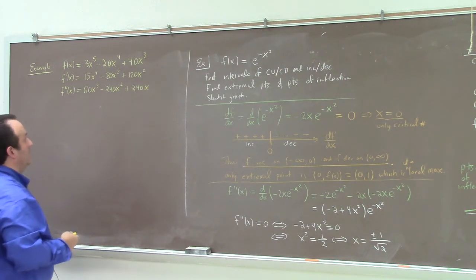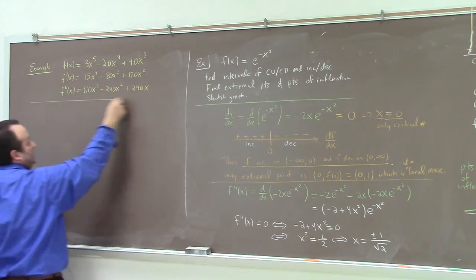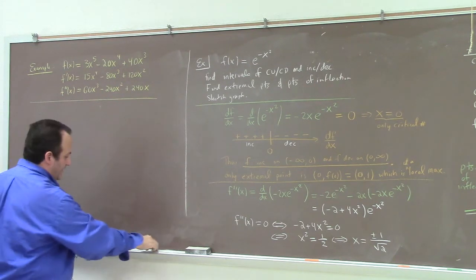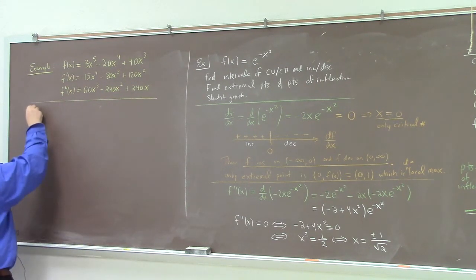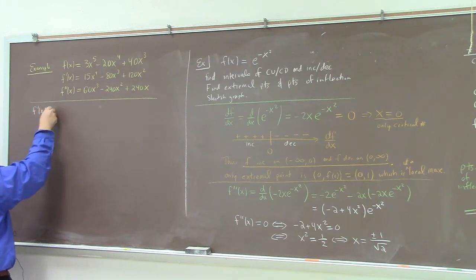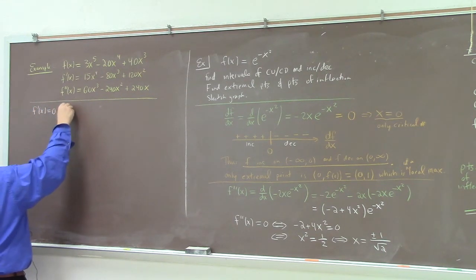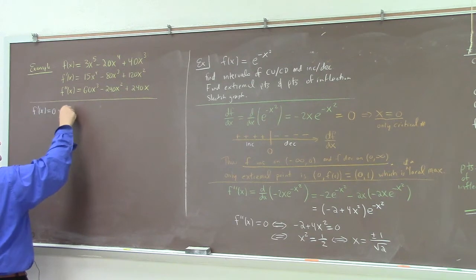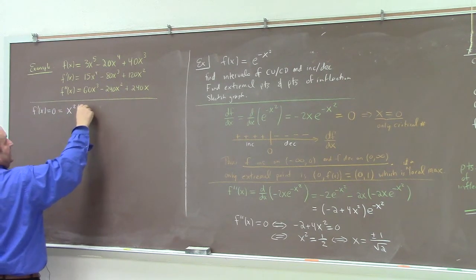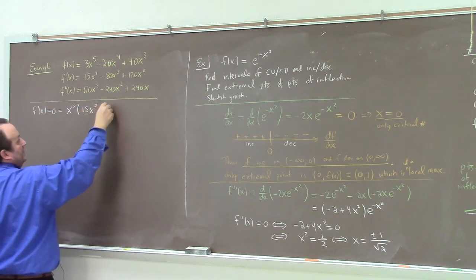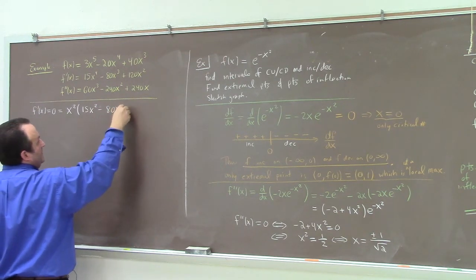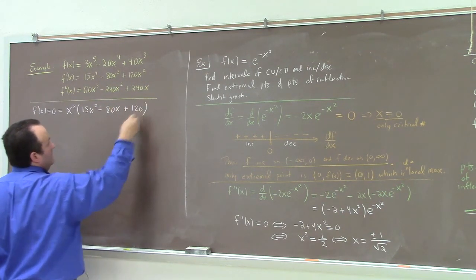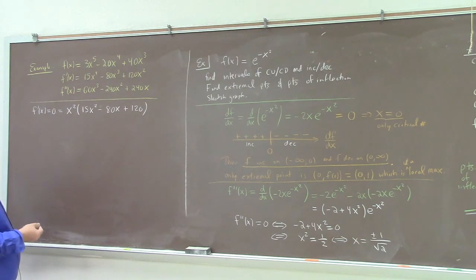So there it is. There's the calculus that underlies this problem. And so when's f prime of x equal to 0? Well, we've got x squared times 15x squared minus 80x plus 120. Why have I done this to myself? Can you guys factor that?